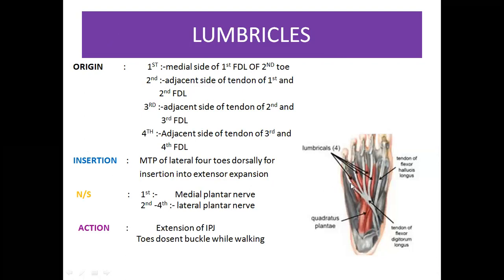Then we have lumbricals. Lumbricals are earthworm-like muscles which arise between the tendons of the flexor digitorum longus. This is the first lumbrical, which comes from the medial side of the tendon of the first digit. The second lumbrical arises from the adjacent sides of the first and second tendons of the flexor digitorum longus. The third from the adjacent sides of the second and third tendons, and the fourth from the adjacent sides of the third and fourth flexor digitorum longus tendons.